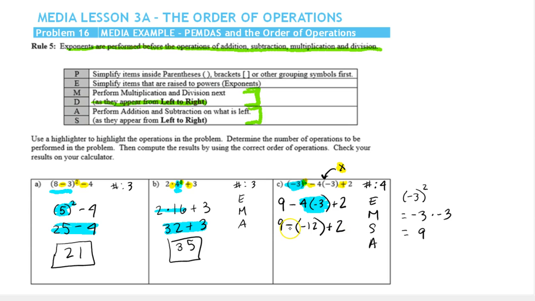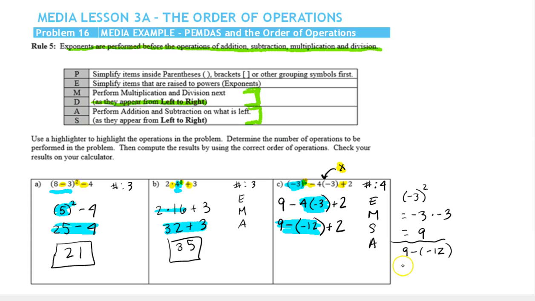So next, now we have subtraction and addition left. Subtraction is further to the left. So we're going to do this subtraction first. And I'm going to do this on the side again. So we have 9 minus negative 12.